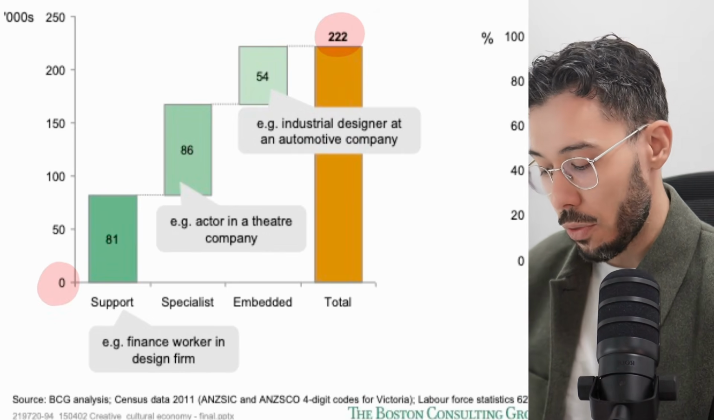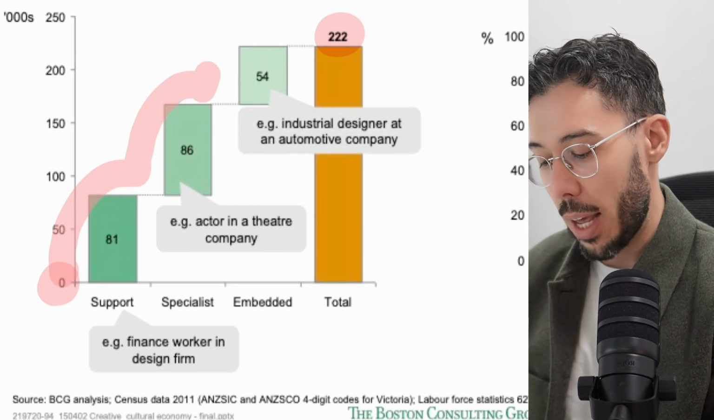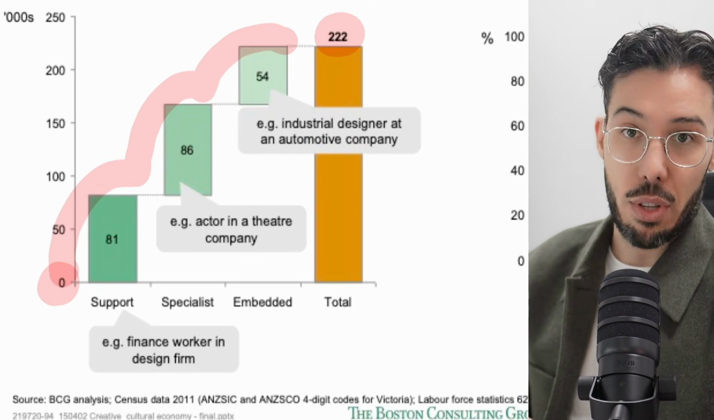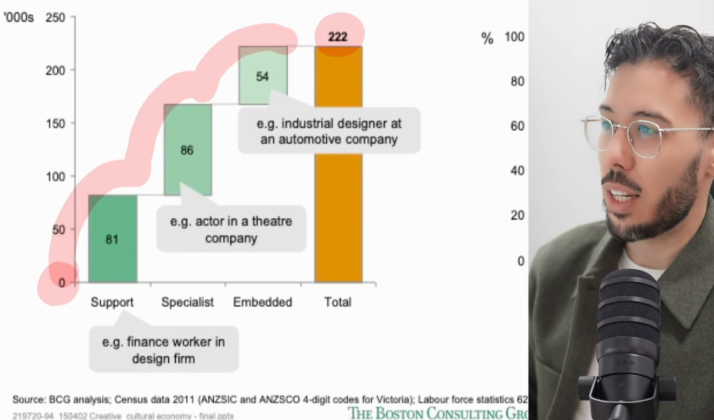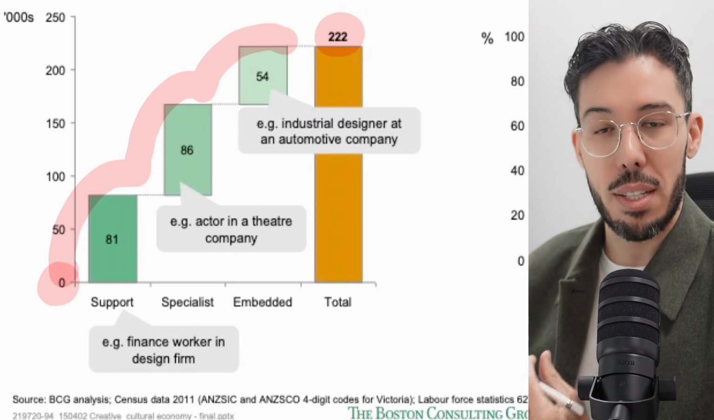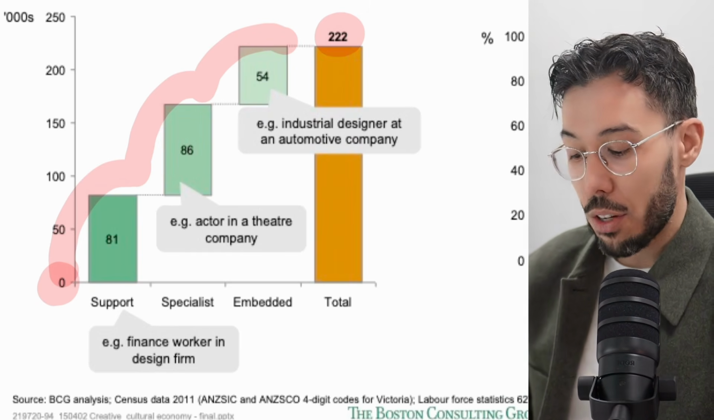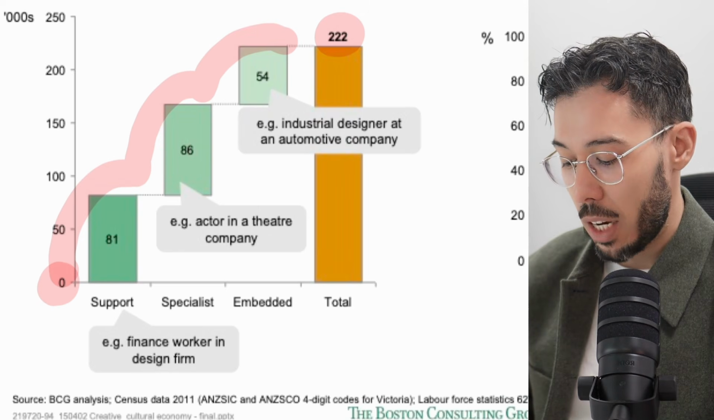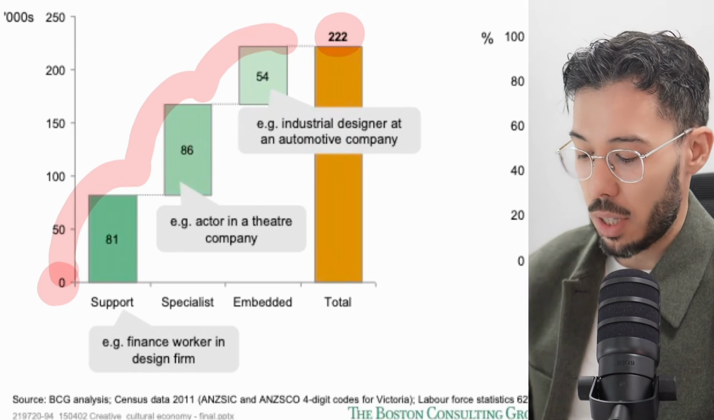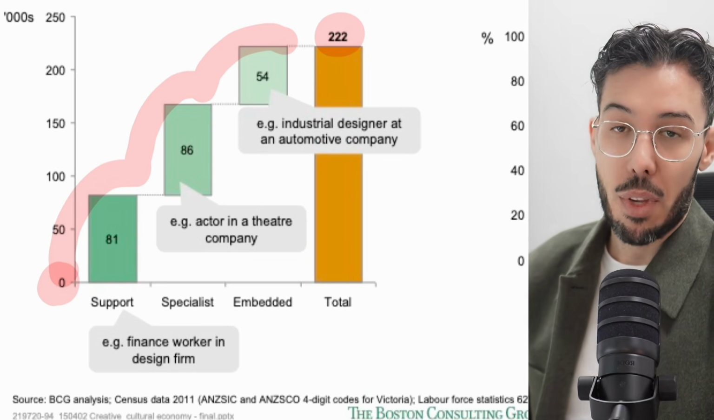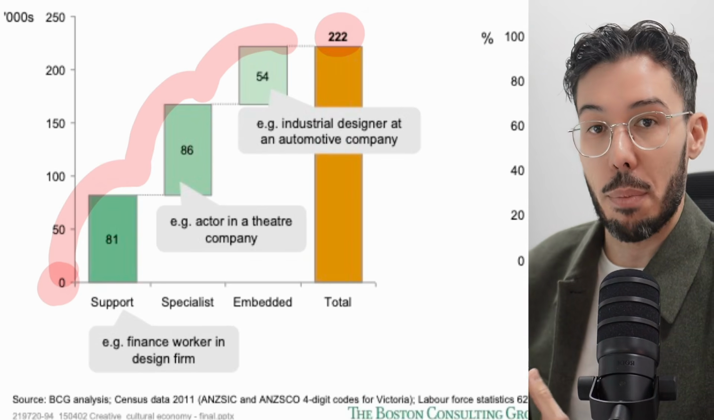And then it's using a waterfall chart to kind of build up each step to get from 0 to that total. So what it's really showing here is actually the composition of the total. So it's saying that 222 is made up of 81 support, 86 specialists, and 54 embedded. So that's what it's really showing, what makes up the total.